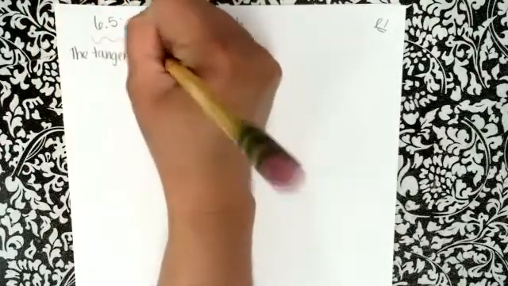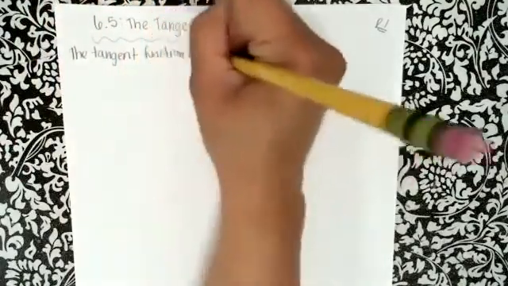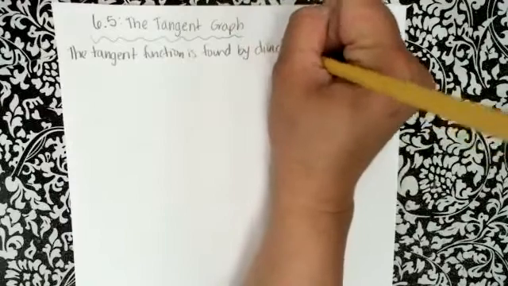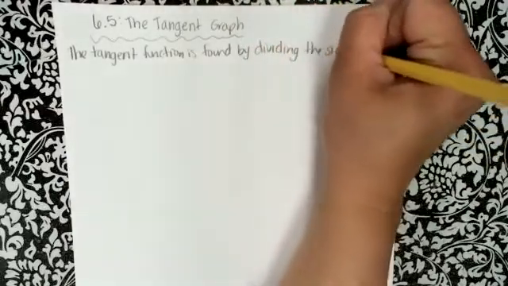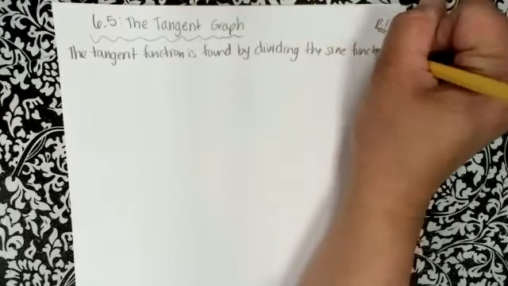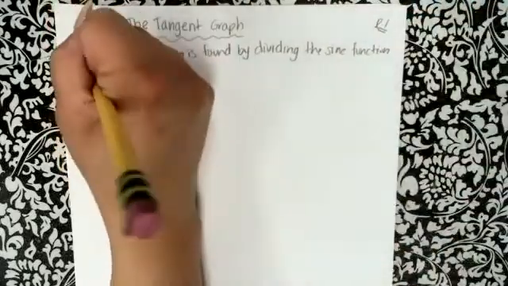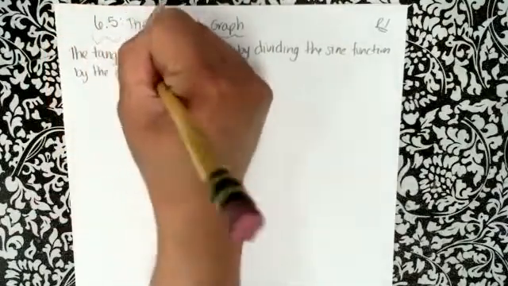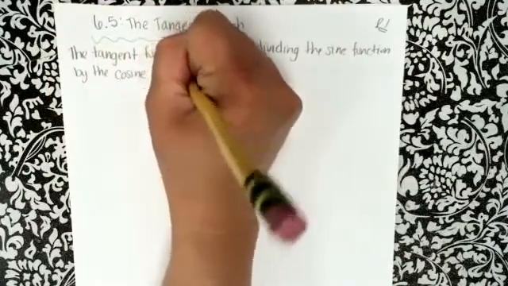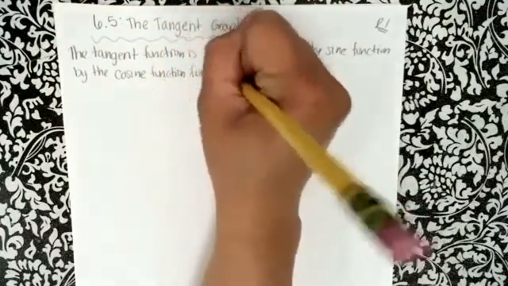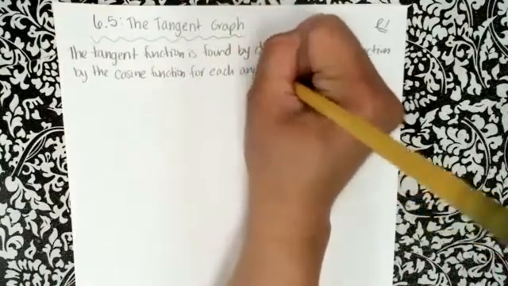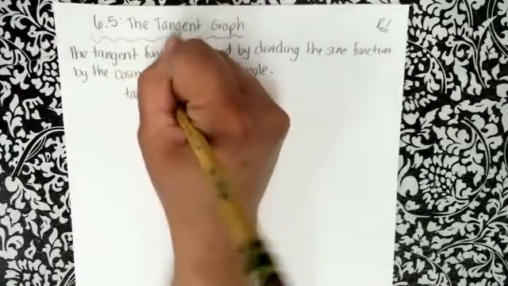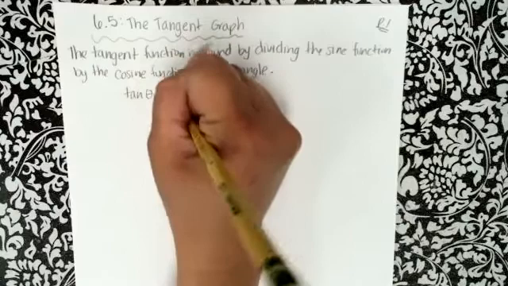The tangent function is found by dividing the sine function by the cosine function for each angle. So tangent of theta is equal to sine theta over cosine theta.